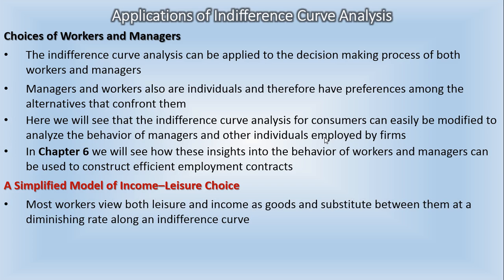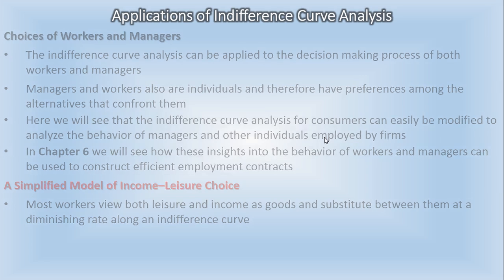So most workers view both leisure and income as goods, right? They like more of both of them, and substitute between them at a diminishing rate along an indifference curve.